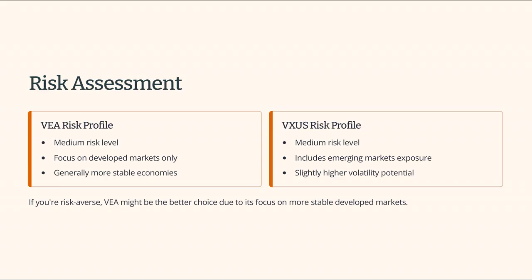Let's now look at the dividend yield. VEA has a dividend yield of 2.67%, while VXUS has a slightly lower dividend yield of 2.6%. This means that VEA provides a slightly higher income stream through dividends.